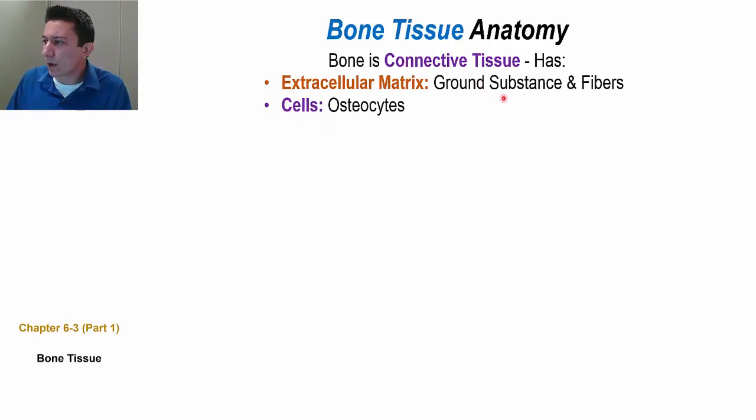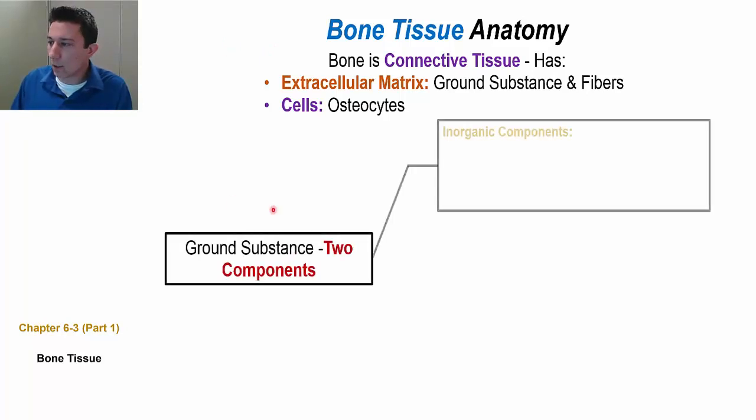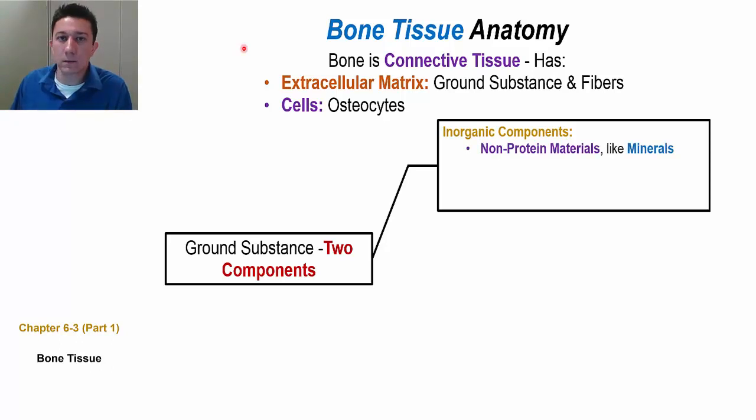But here I wanted to focus on what makes up the ground substance in bone. That is, how is it different than other connective tissues? The ground substance of bone actually has two components. One of those is what we call an inorganic component. The term inorganic implies a non-protein material, like a mineral. These are things like the calcium minerals that make bones hard and supportive.